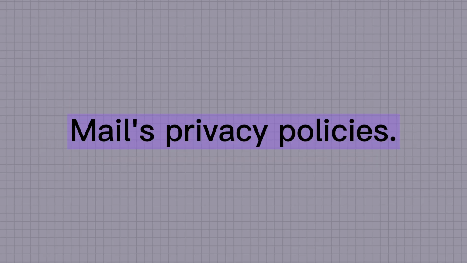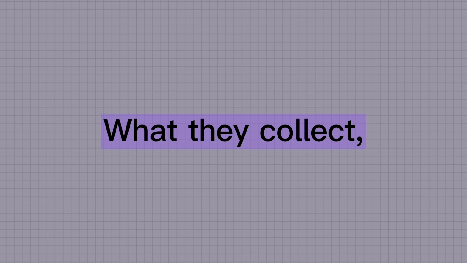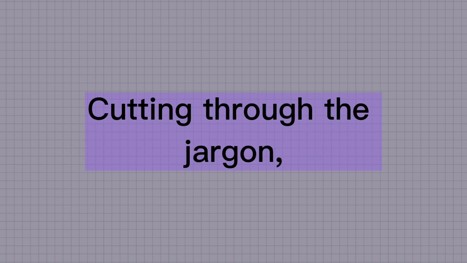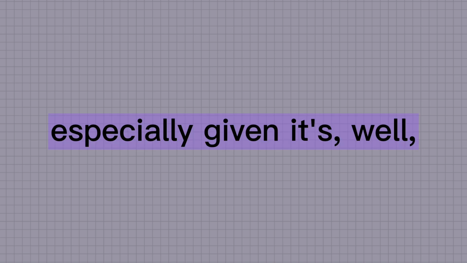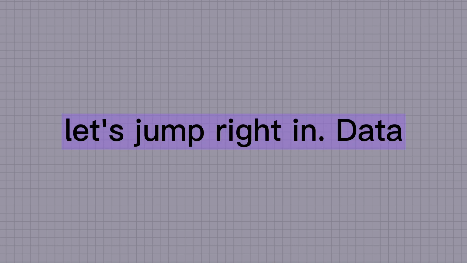Today, we're getting into Yahoo Mail's privacy policies. That's right. We've gone through a pretty dense report on this. And we want to pull out the key bits for you: what they collect, how it's used, and what it really means when you're using their service. Exactly. Cutting through the jargon, we're looking at their official docs, trying to highlight the main points and maybe some aha moments, especially given it's, well, email. Lots of personal stuff goes through there. Okay, let's jump right in.